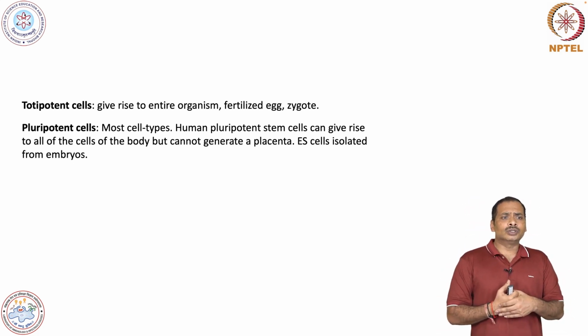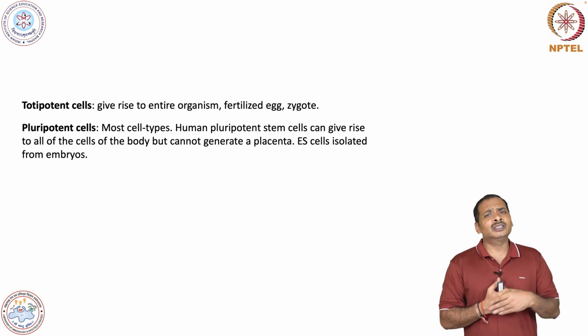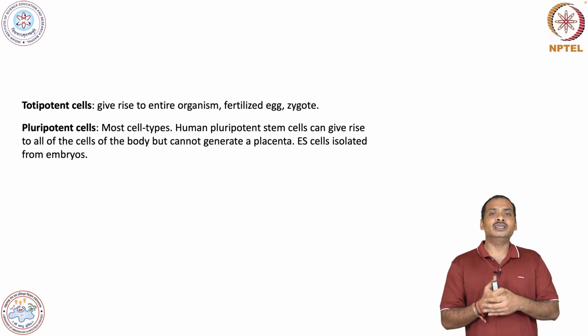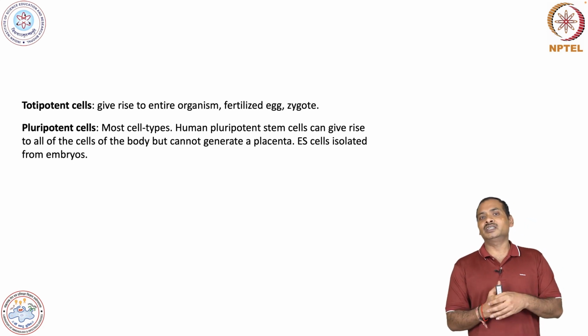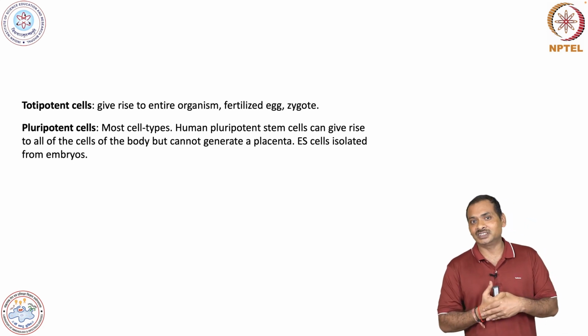Okay. So this pluripotent cell, in the case of mouse, we use very frequently, and we call it an embryonic stem cell. And we can manipulate this embryonic stem cell, and we can make a variety of transgenic mice.